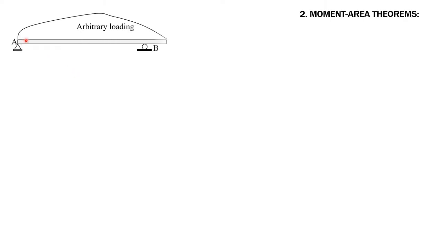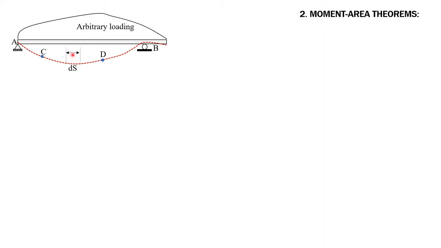So let's have the derivation of the area moment theorems. First, let's consider the beam and draw the elastic curve, and let's consider two points on the elastic curve, namely point C and point D. Then from these points, we draw tangent lines. So we consider a differential element of length differential s on the elastic curve.